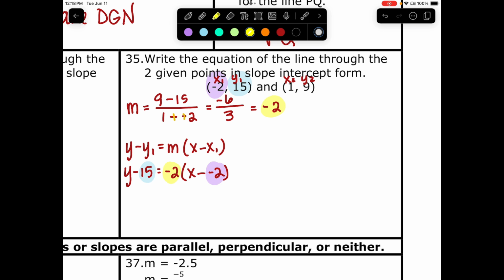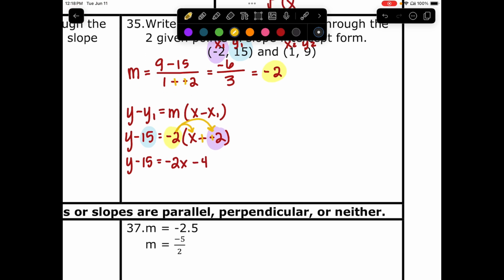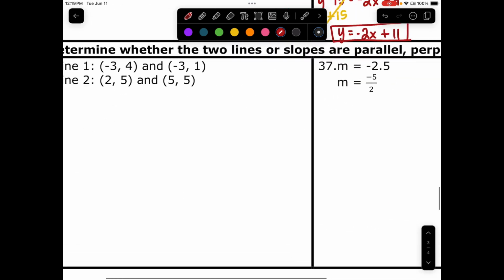All right, so let's clean this up. We have a double negative here. So that's going to be y minus 15 equals, let's go ahead and distribute this -2. -2 times x is -2x. -2 times +2, because remember we changed that to plus 2, will give us a -4. Last step, we're just going to add this 15, so it'll zero out. And that'll give us y equals -2x plus 11. And there you go. Go ahead and try number 36.